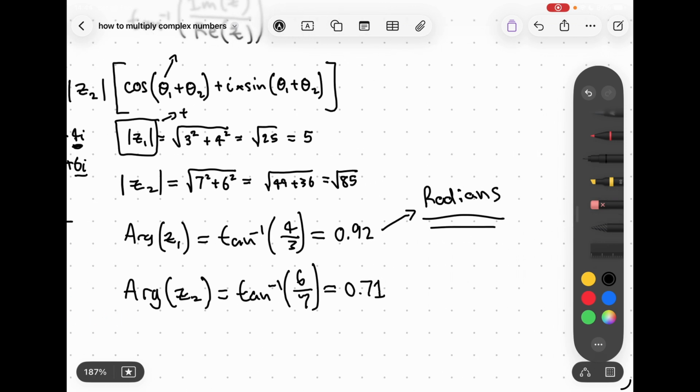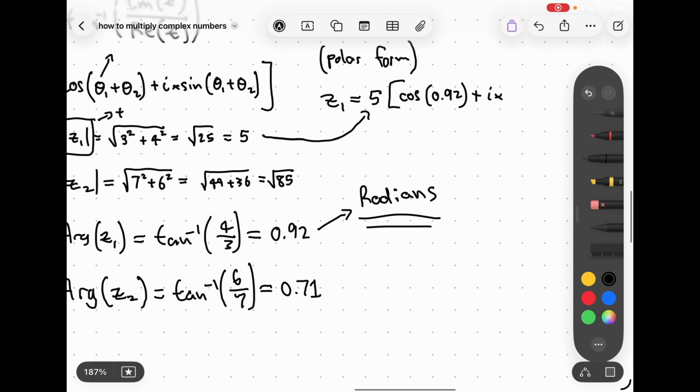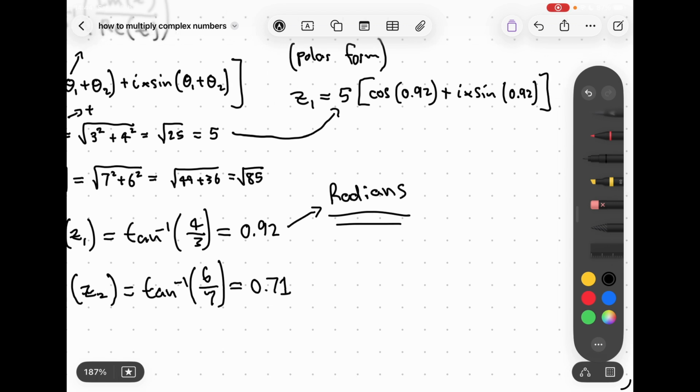Now, we have just found that z1, if we're writing it in polar form, is going to equal the modulus, or 5, that we found from there, outside of the cos of 0.92, plus i times the sine of 0.92. And a shorthand way of writing this is 5 cis 0.92. Cis being cos, i, and sine.